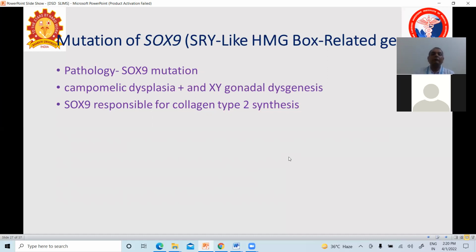So XY gonadal dysgenesis with a bony abnormality is campomelic dysplasia. Actually, SOX9 gene products are responsible for collagen type 2 synthesis. Since collagen type 2 synthesis will not take place, it can cause skeletal malformations, bony malformations, that is called campomelic dysplasia. So whenever you see skeletal malformations in a baby with XY gonadal dysgenesis, you can suspect campomelic dysplasia.